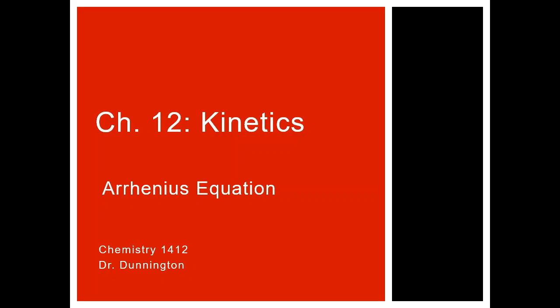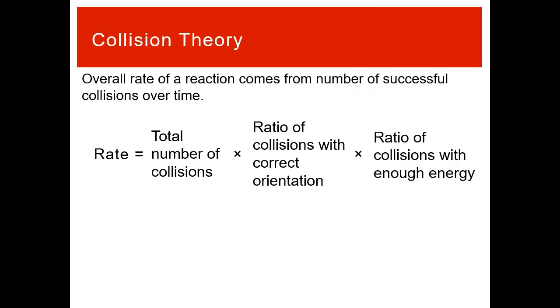Now I'm going to take a little bit of a quantitative look at collision theory with the Arrhenius equation. Collision theory tells us that the overall rate of reaction comes from how many successful collisions you have over time. The more successful collisions leads to a faster rate. And so we can break that down into basically three ideas.